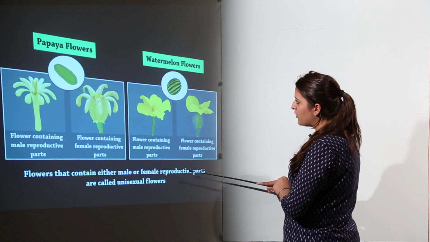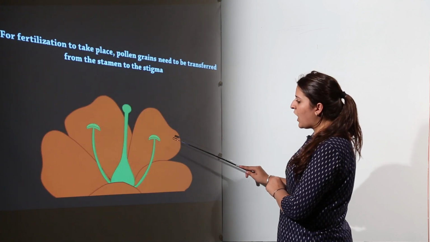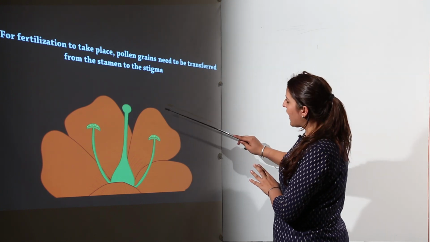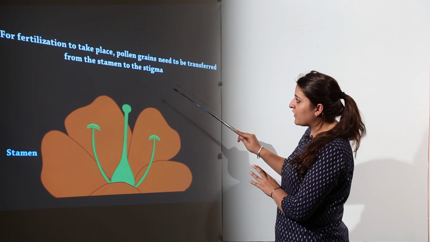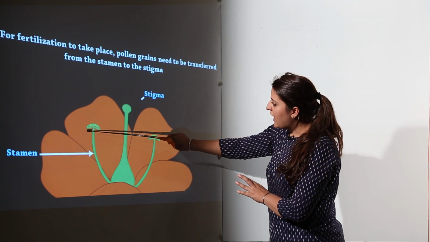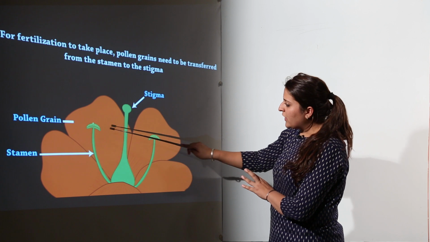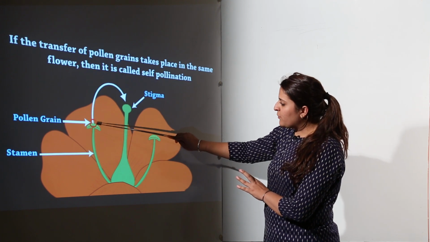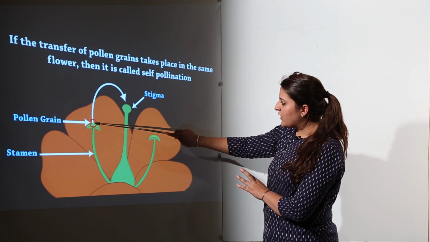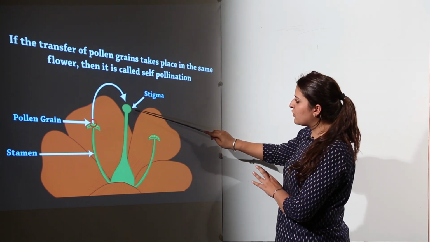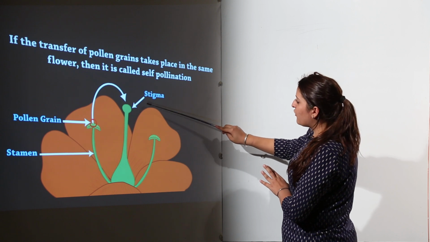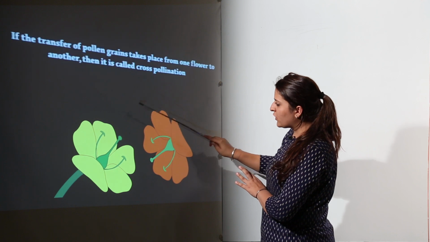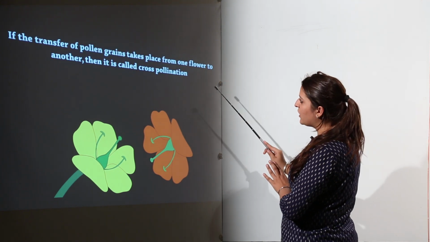Now next, moving on to pollination. So how pollination, or how fertilization, actually takes place. For fertilization to occur, pollen grains must be transferred from the stamen, this is a stamen, to the stigma. So pollen grains which are present in the anther, in the pollen sacs, must be transferred from these pollen sacs to the stigma for fertilization to occur. If the transfer of pollen grains takes place within the same flower, the male part and female part of the same flower, it is called self-pollination.